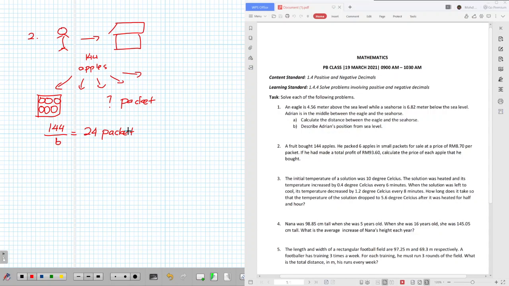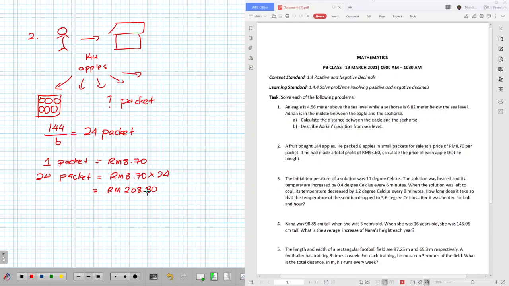And he sells at 8 ringgit 70 cent per packet. That means if one packet is RM 8.70, then for 24 packets you just multiply by 24. If you multiply this, you will get RM 208.80.